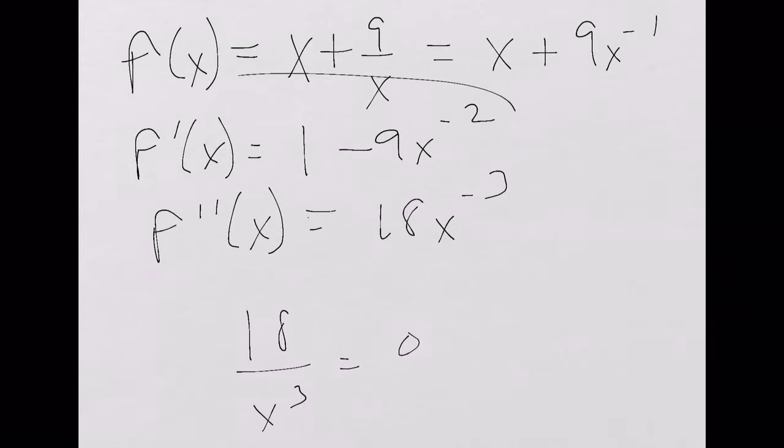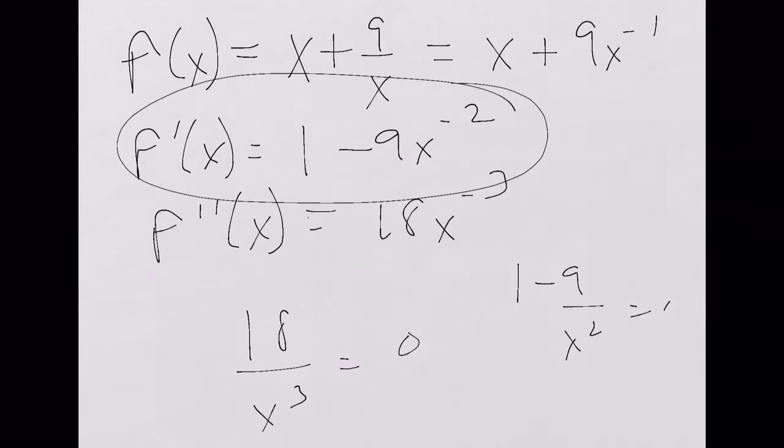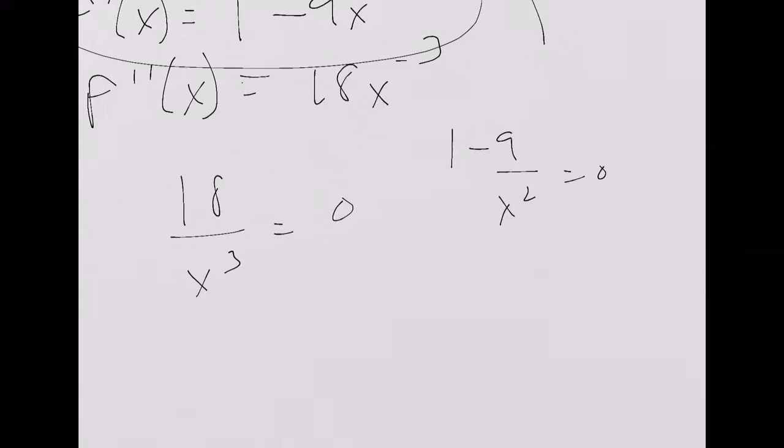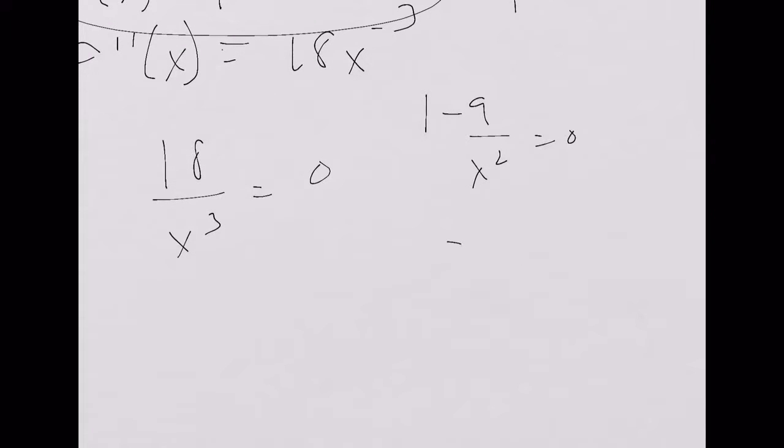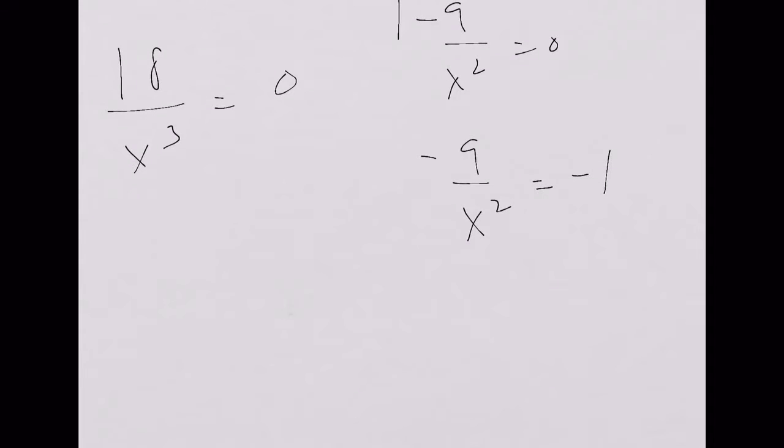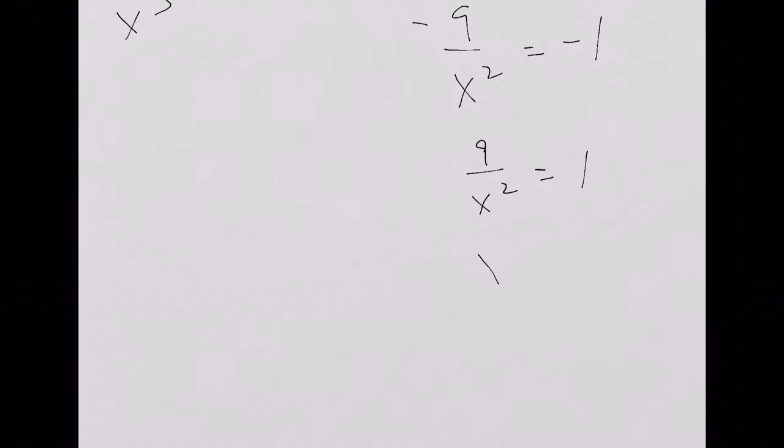We could look at the first derivative and find its critical value by setting it equal to 0. We could subtract 1 from both sides, get rid of our negative since both sides has 1, and then I get x squared equals 9, and that happens when x equals plus or minus 3.